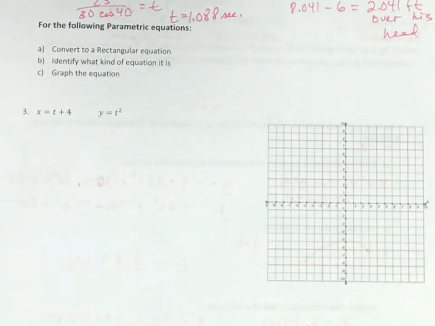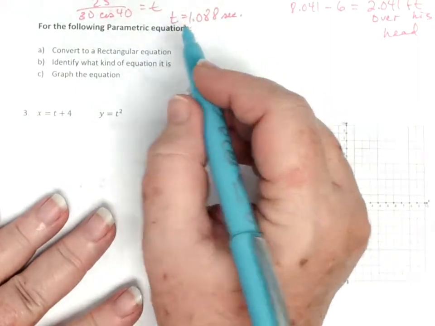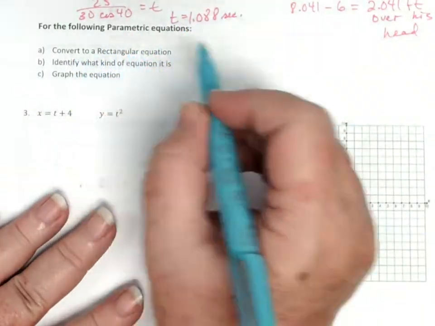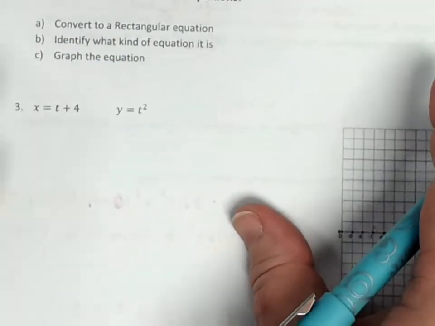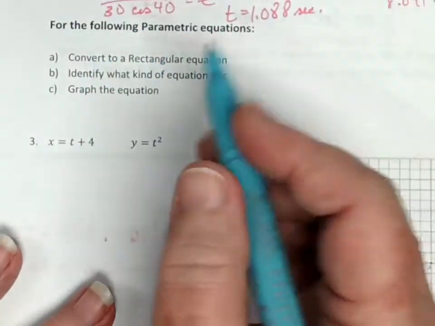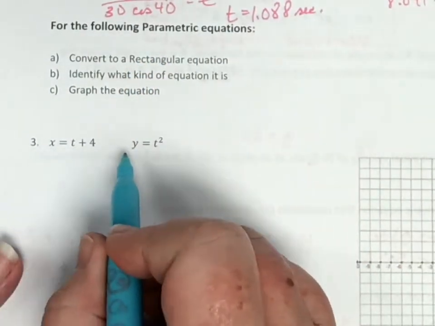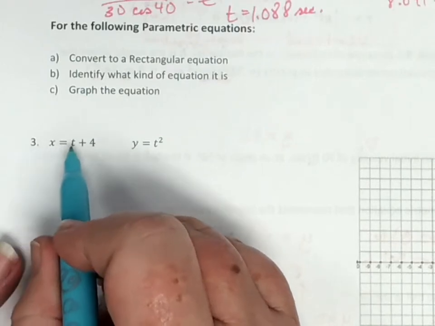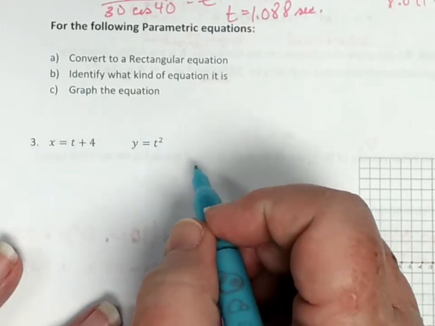Last time we left off on how to eliminate the parameter or convert to a rectangular equation in our nonlinear section. So we're going to start off here on your notes. It's the middle of page 2. Starting with parametric equation, I want you to look at this right here, and you can see that I've got x equals t plus 4 and y equals t squared.